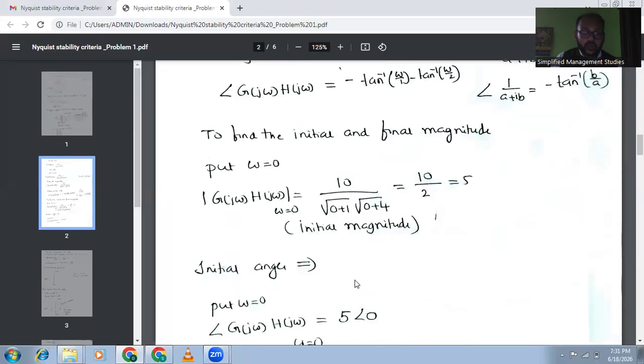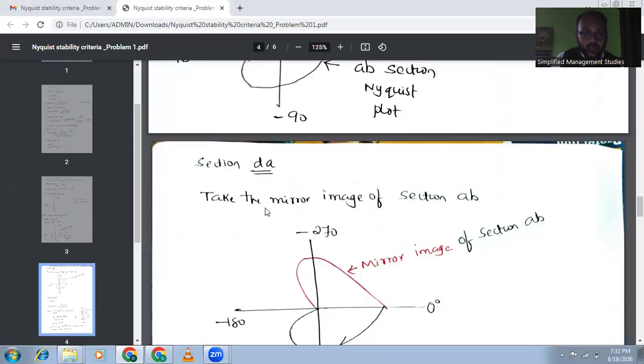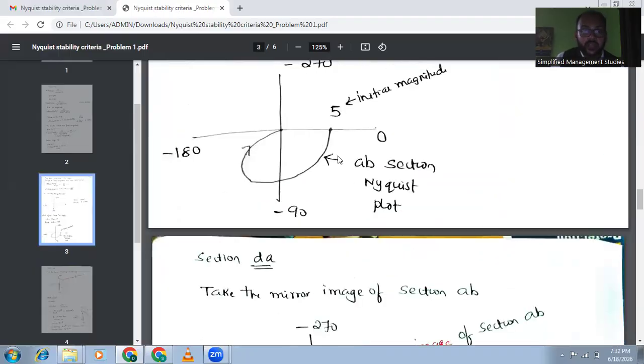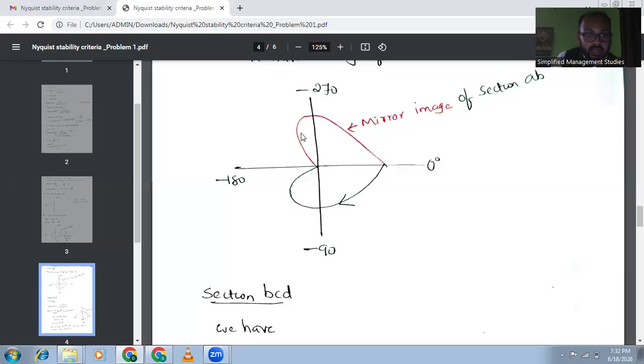So now come back to section DA. I wanted to draw the sketch for section DA, so take the mirror image of AB. Where is the mirror image of AB? This is the structure of AB, the Nyquist plot of AB. So you have to take the mirror image. How do you take the mirror image? I have drawn it in red. So the red sketch I have drawn is my mirror image of AB. So that is done.